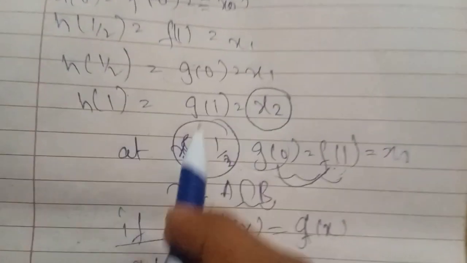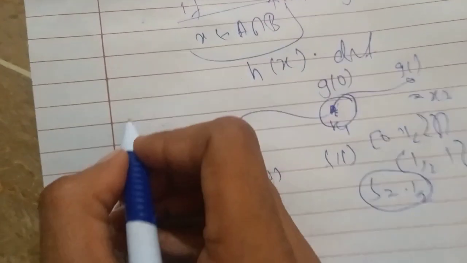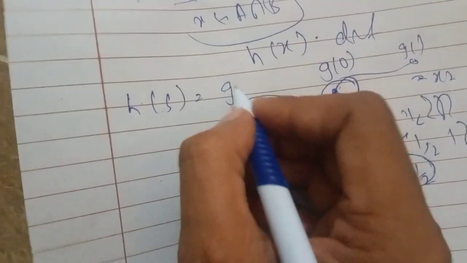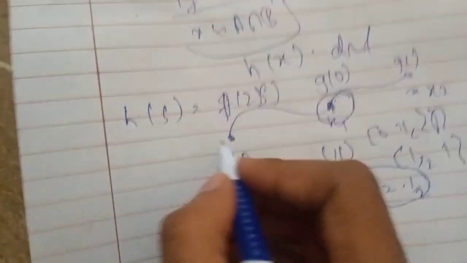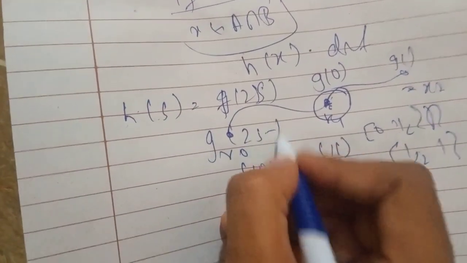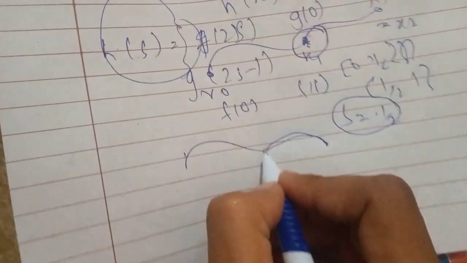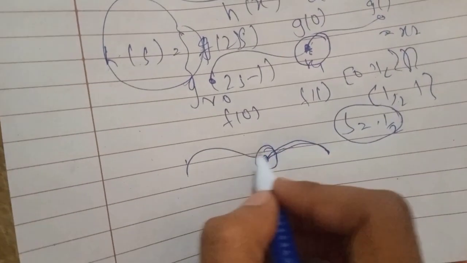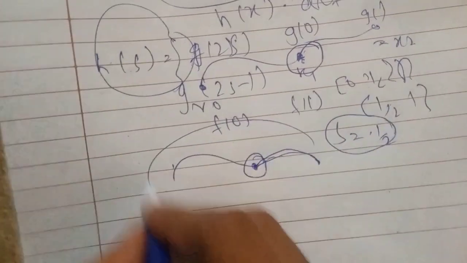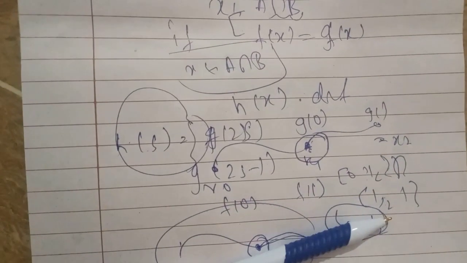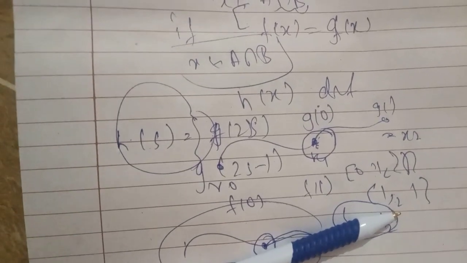So this function, which we already defined on the previous page, h of s equal to f of 2s and g of 2s minus 1, is continuous, which means this is the product of paths. We glue this point and join both the paths. So this is the definition of the product of paths, the concatenation of paths.